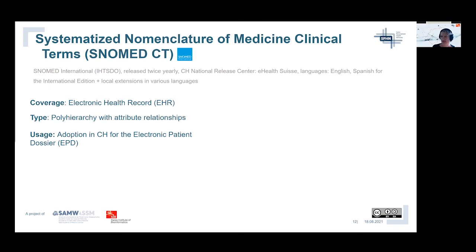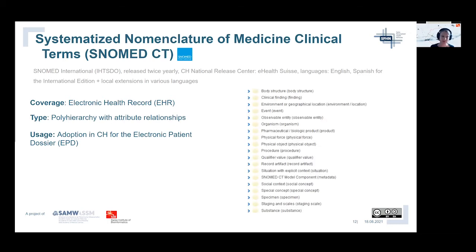And it is, for example, planned to be used for the electronic patient dossier. And I have also heard about single research projects or clinical trials where it's planned to be used. And here, just as an impression, we have in this polyhierarchy single hierarchies that are connected to each other. And here's the top level list of hierarchies. And we have, for example, body structure, event, we have social context, we have specimen, we have organism. And I would like to go a bit deeper now into what is a polyhierarchy, how does it look like in SNOMED CT, and what is, for example, such an attribute relationship.